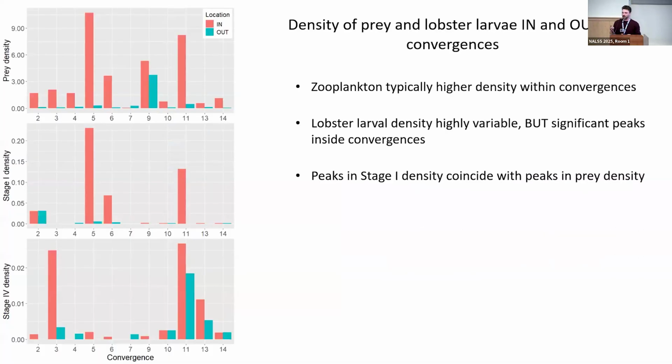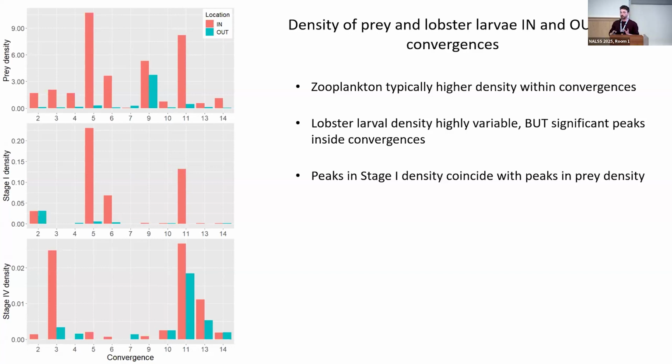I'm going to be showing a variety of graphs trying to look at associations between stage 1s and stage 4s and the convergence zones and their prey, starting out with these bar charts where we're looking at prey density over here in number per meter squared, stage 1 density and stage 4 density, and then on the x-axis are the convergence zones, the site numbers. So don't worry that we're missing 8. That's because that wasn't a real convergence zone.